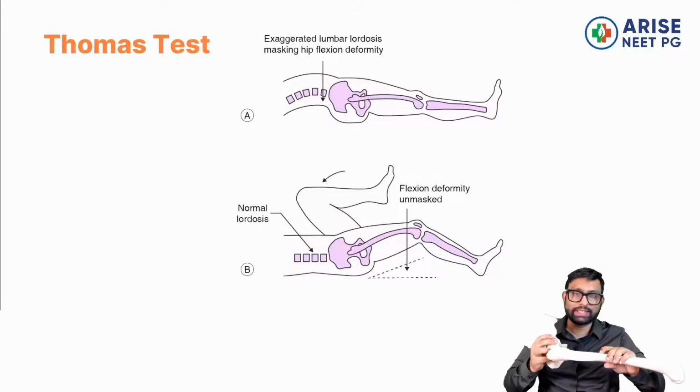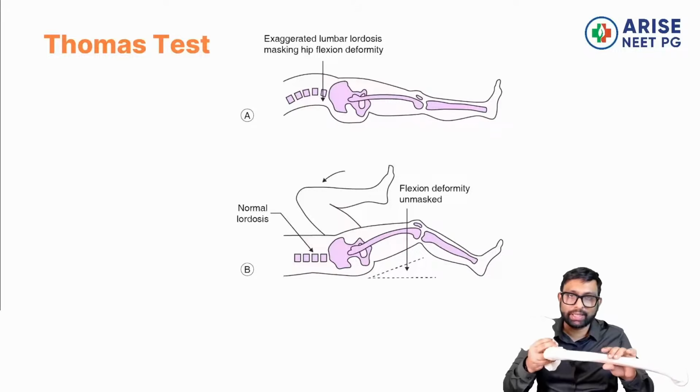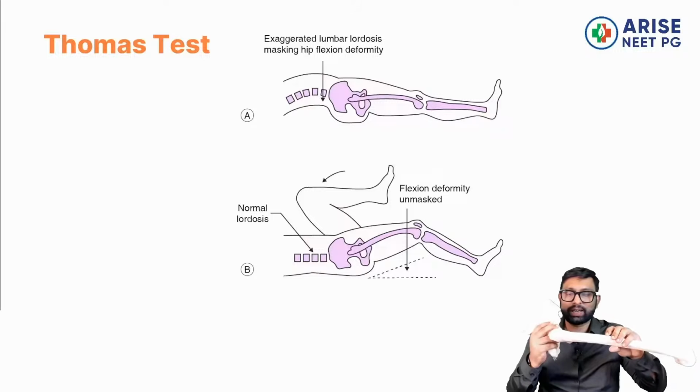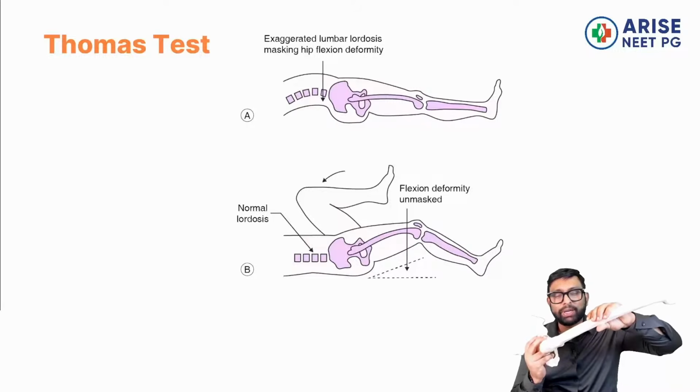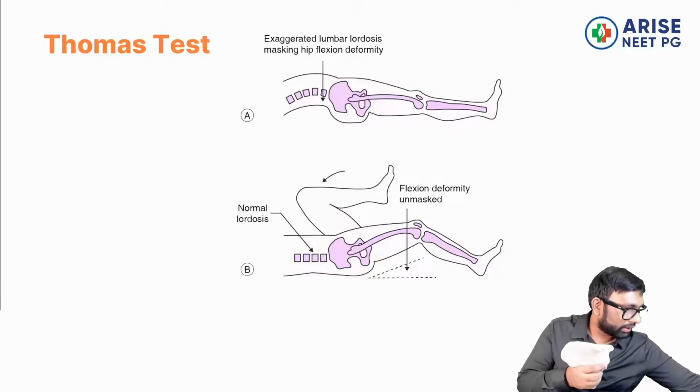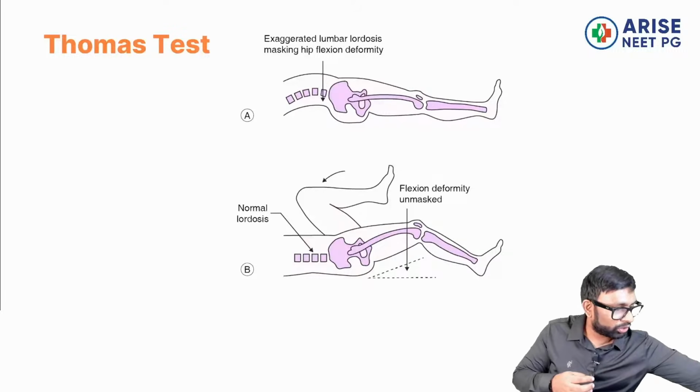So what you notice in these patients with fixed flexion deformity is that the flexion deformity is hidden, but the lumbar spine has gone into lordosis. So what you do is take the other limb into flexion. With that, the lumbar lordosis will get corrected, and as it gets corrected, this flexion deformity becomes obvious. Then you measure the fixed flexion deformity with the bed. That is how you do a Thomas test.